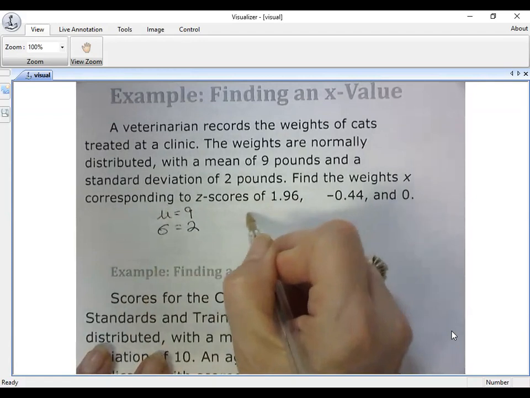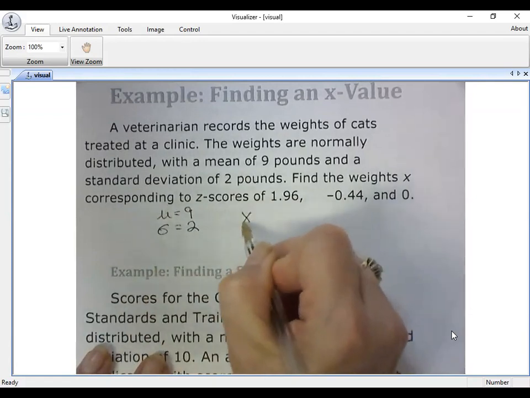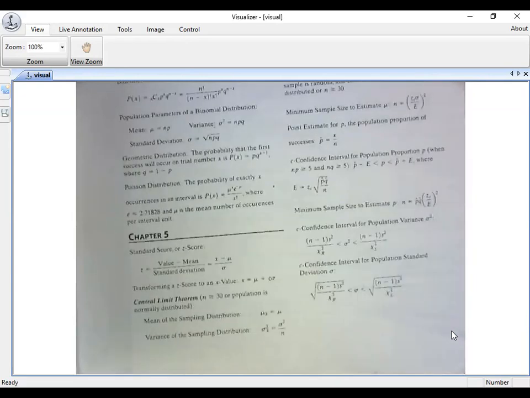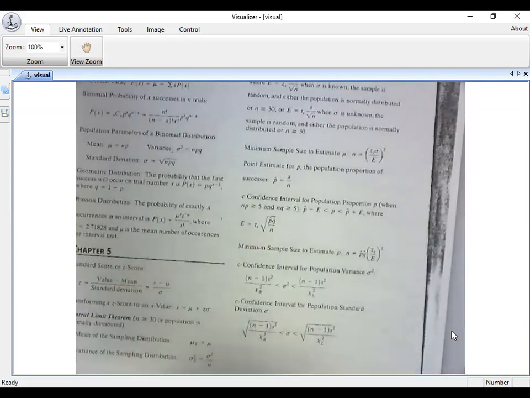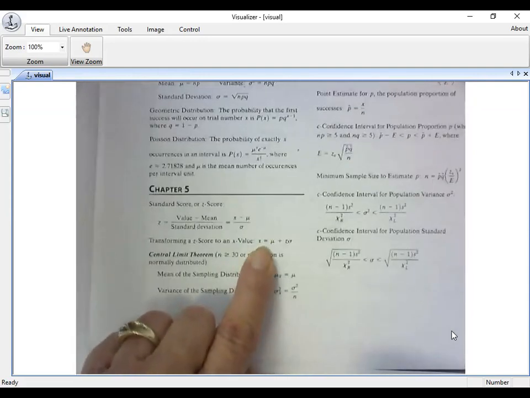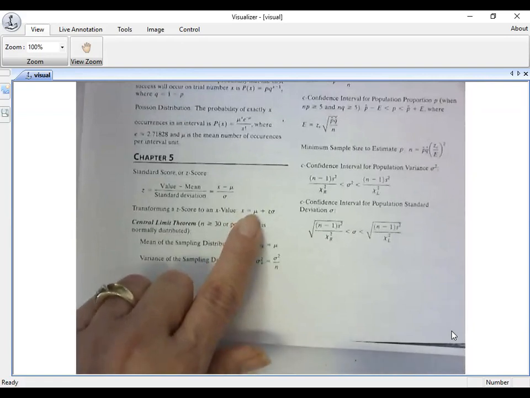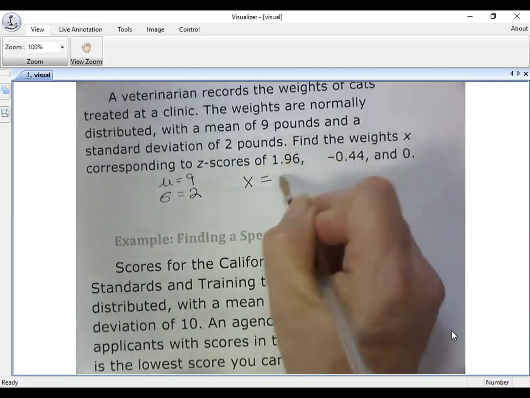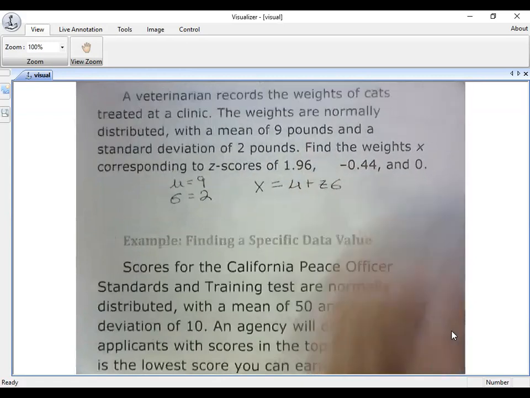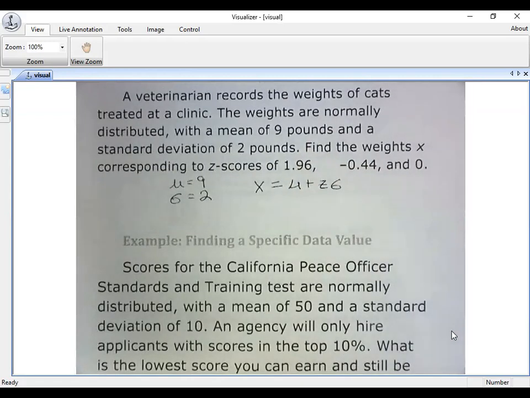So the formula that I have was x equals, and if you look on your formula sheet, here it is in chapter 5. X is equal to the mean plus the z-score times the standard deviation. So x is equal to the mean plus the z-score times the standard deviation. That's just a variation of z equals x minus the mean divided by the standard deviation.